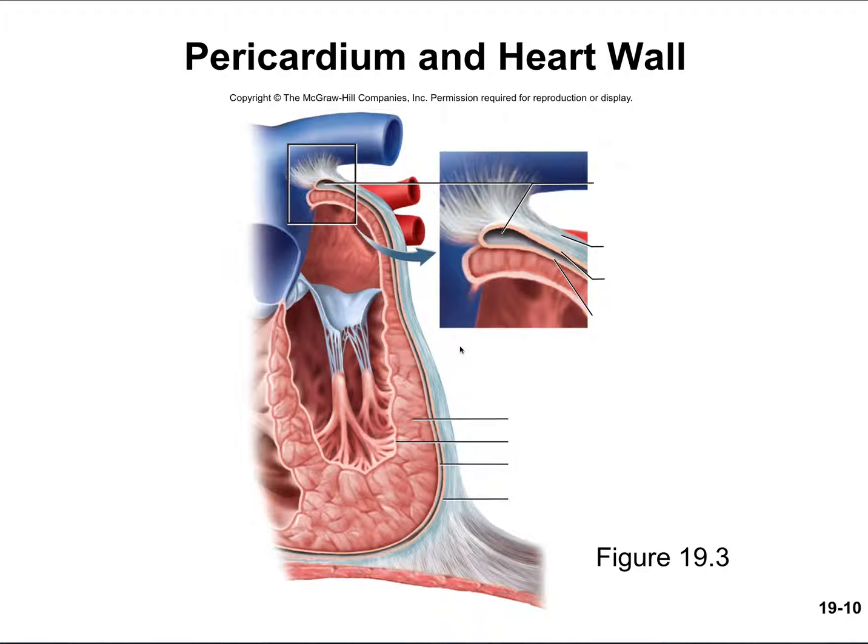Here's the pericardium and the heart wall. The pericardial cavity consists of the pericardial sac, which is the fibrous layer, the serous layer, and the epicardium. The muscle of the heart is the myocardium, myo for muscle. And the endocardium is the internal lining. It is made up of simple squamous cells, just like the epicardium, and is continuous with the great vessels.